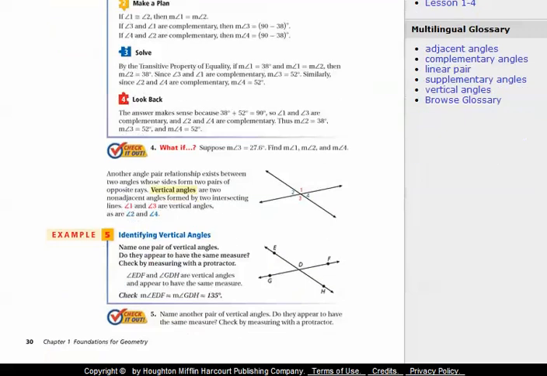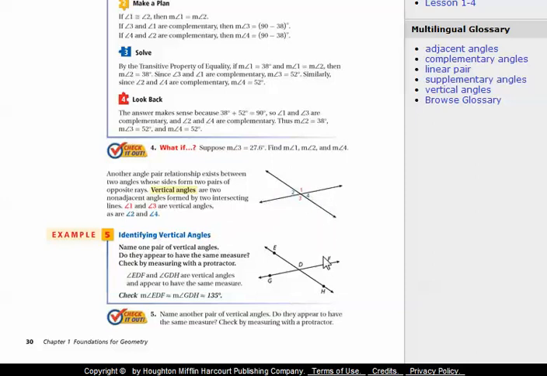Then another term that they talk about here is vertical angles, which are two non-adjacent angles formed by two intersecting lines. So angle 1 and 2 are what we call vertical angles. They're kind of opposite each other. And then we have angles 2 and 4. Those are vertical angles as well.